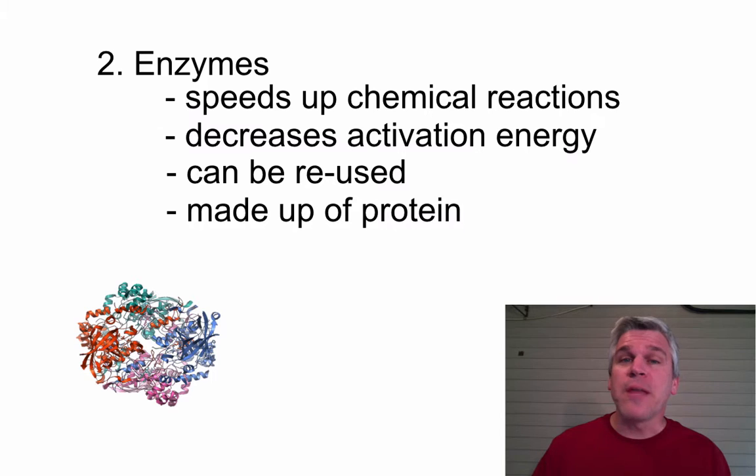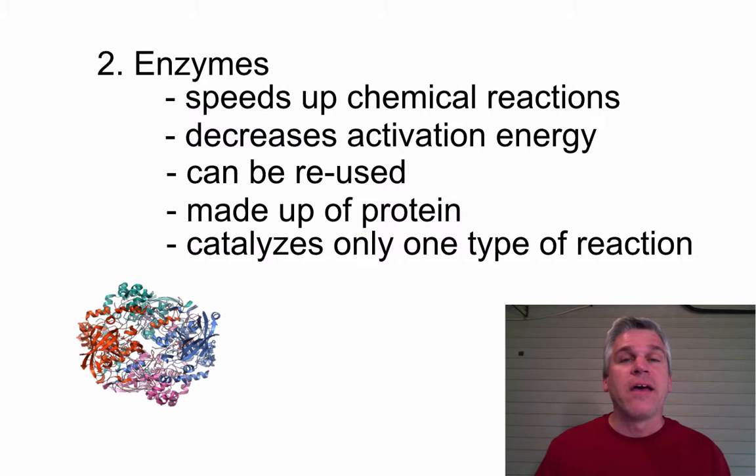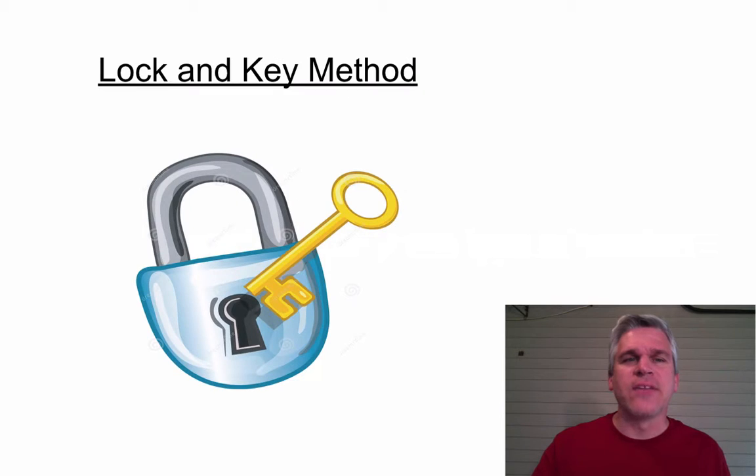Most of our enzymes are made up of proteins. And we talked about this in another video. It's because of the making of these enzymes that are controlling the reactions that are going on inside of our cells. And they are specific. In other words, they catalyze only one type of reaction. So because of this, we oftentimes refer to enzyme activity as a lock and key method. So just like one key can open up a particular lock, one enzyme can cause one kind of chemical reaction to take place. Let's take a look at an example of this.